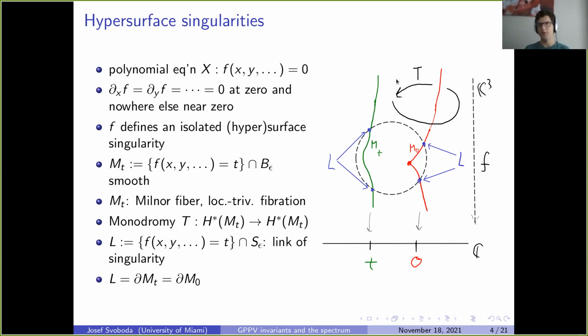And also there is another way to study this singularity, and this is by so-called smoothing. So we consider a slightly different equation, f equals some small number t, and we intersect it with a very small sphere around 0. If we take t very small, we should still get quite a lot of information about the singularity, even though now it's non-singular.